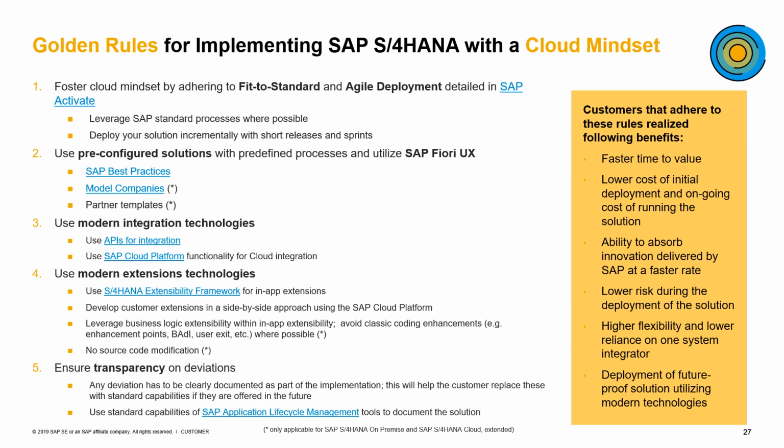Customers that adhere to the golden rules have the following benefits: the faster time to value, a lower cost of initial deployment and ongoing cost of running the solution, the ability to absorb innovation delivered by SAP at a faster rate, as well as a lower risk for deployment of the system. You also have the higher flexibility and lower reliance on one system, as well as the future-proof solution utilizing modern technologies. And if you ensure the transparency on the deviations, this will help your upgrades in the long term go smoother and quicker.